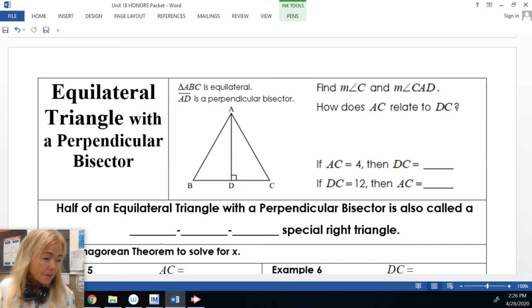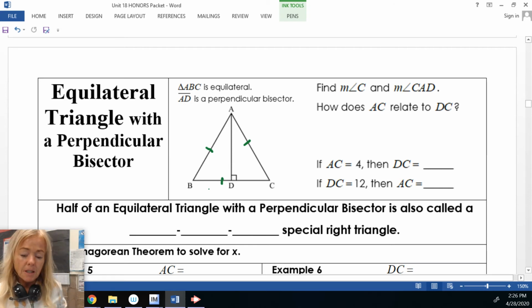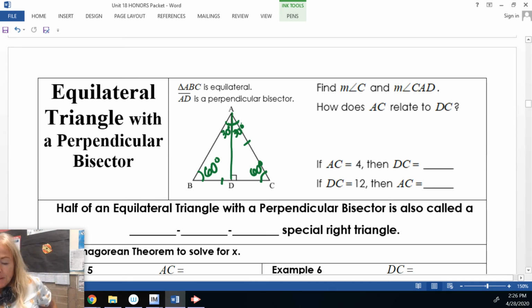So equilateral triangles are something different. Equilateral triangles mean all 3 sides are the same, right? If it's equilateral, it's also equiangular. So all 3 of these angles, these two, and the third one will all be 60 degrees, right? But this one, AD becomes a perpendicular bisector. Remember, bisector divides the angle into two equal parts, giving each of these angles a 30-degree measure. Okay, that's what happens every time.